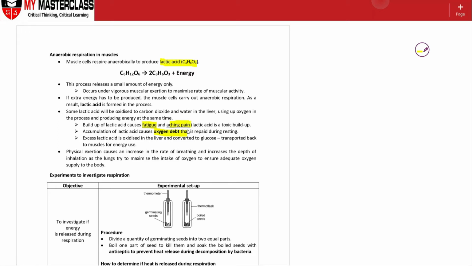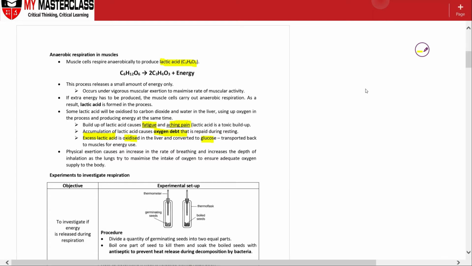So recall that anaerobic respiration happens with insufficient oxygen, because it does not require oxygen, resulting in the production of lactic acid. So when there is sufficient oxygen coming in, the oxygen debt is being repaid, and the excess lactic acid that was accumulated is oxidized in the liver. During this oxidation in the liver, the lactic acid is converted to glucose. And since glucose is used for aerobic respiration, the converted glucose can now be used again for aerobic respiration.